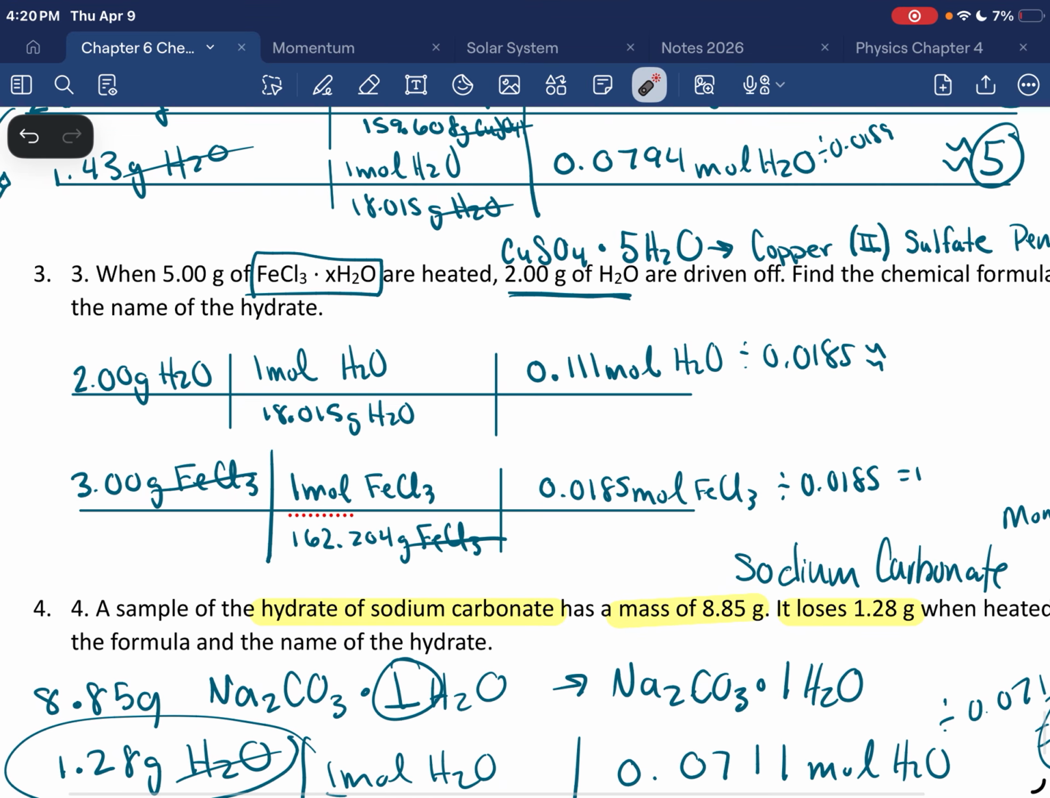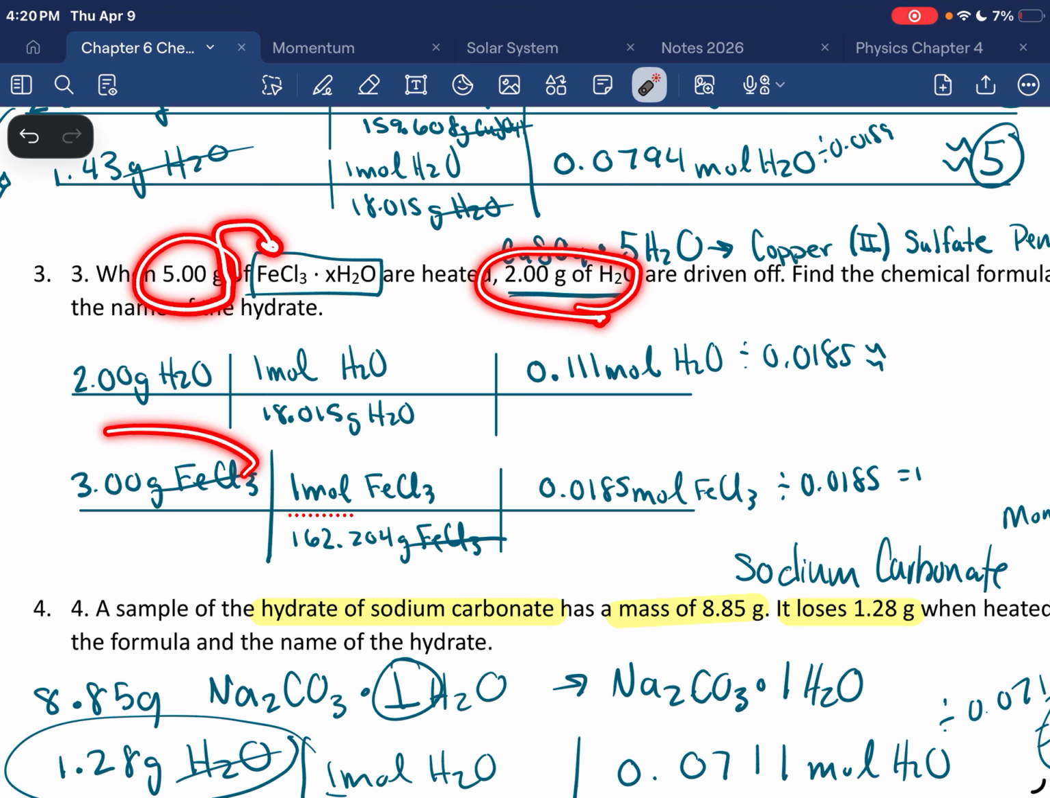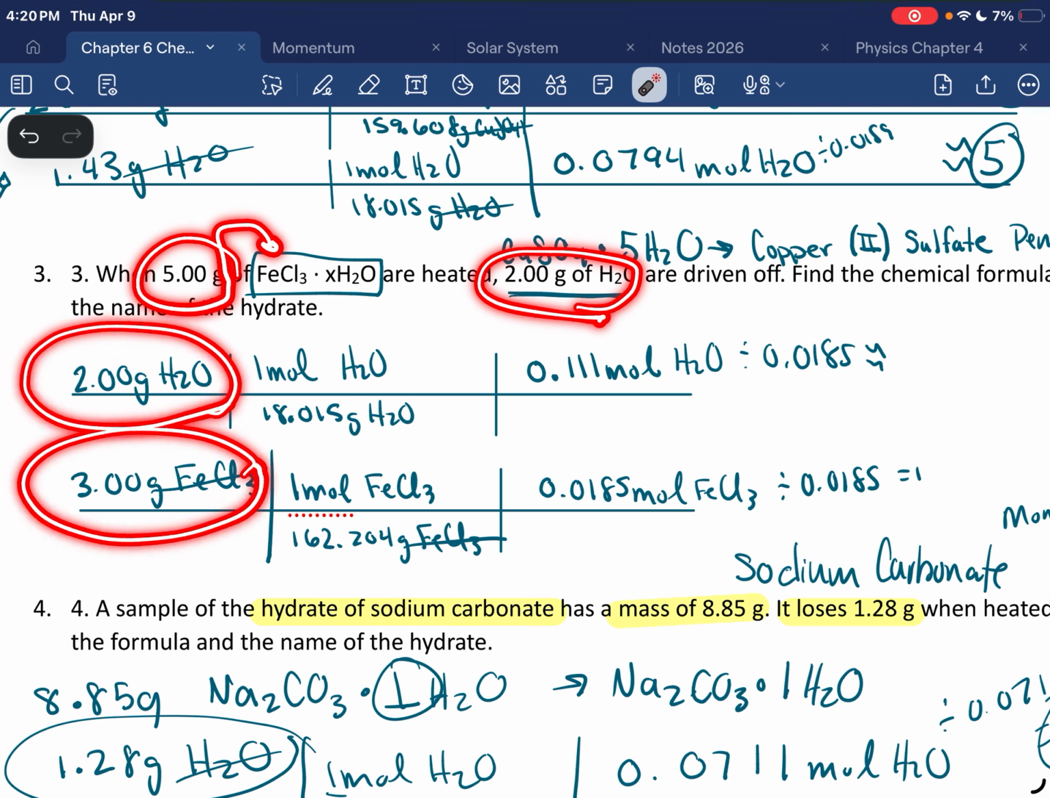All right, this problem, number 3, make sure to pause me if you're not here yet. Number 3 is saying that you've got 5 grams of your wet one, the hydrate, but this time they told you 2 grams of water came off. Okay, so this is the same but slightly different. They just gave you the other number. So if we're starting with 5 grams of iron chloride hydrate and 2 of it's water, then that means 3 of it was iron chloride and 2 of it was water.